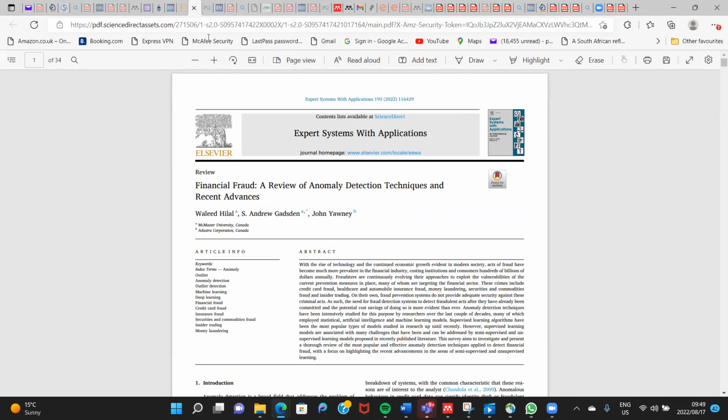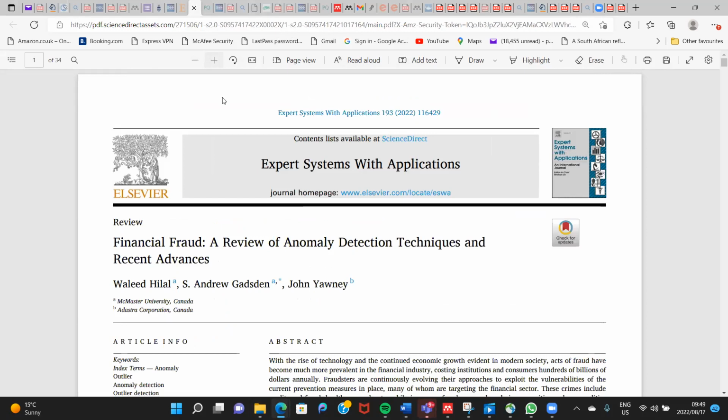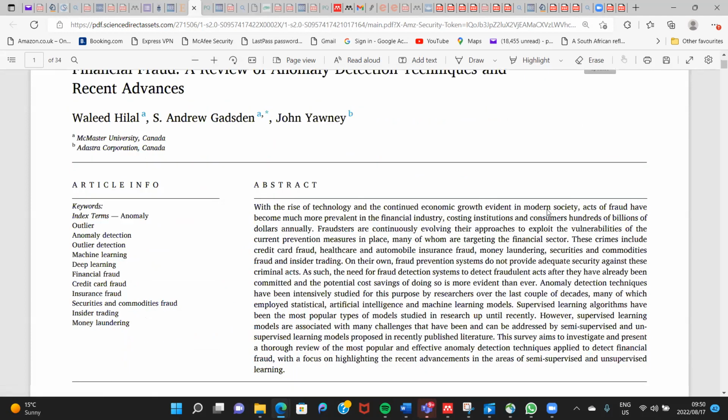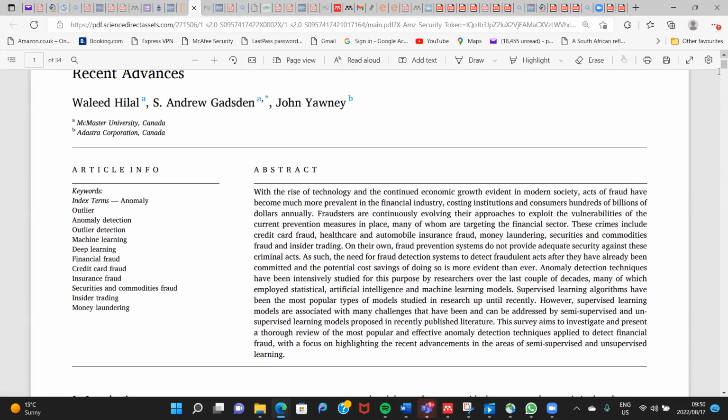Okay, fantastic. Let's make it a little bit bigger and scroll it up a little bit. So this paper says that with the rise of technology and continual economic growth in modern society, acts of fraud have become much more prevalent in the financial industry, costing institutions and consumers hundreds of billions of dollars. Shouldn't it be costing institutions and consumers hundreds of billions of dollars annually? Fraudsters are continuously evolving their approach to exploit the vulnerabilities of current prevention measures, many targeting the financial sector. These crimes include all these things, which are not needed, right?